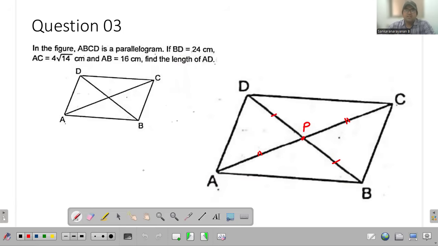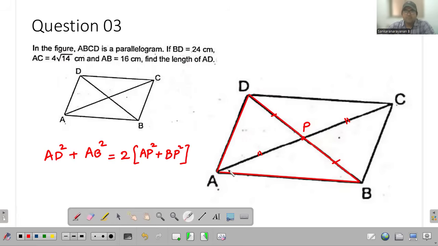Here, we can rewrite, consider triangle. I just want you to focus on triangle DAB. Just focus on triangle DAB. Okay. So we can see that here AD square plus AB square is equal to 2 times AP square plus BP square.